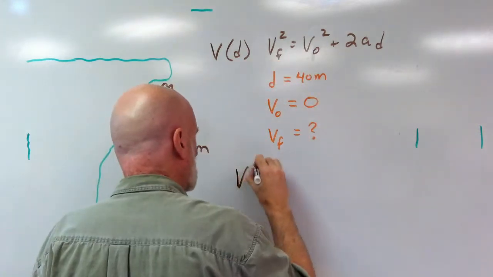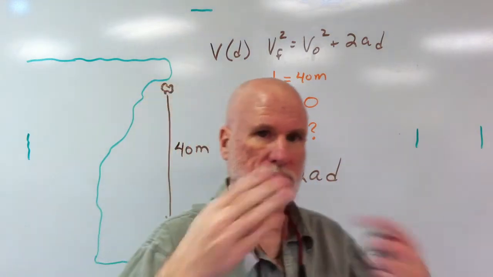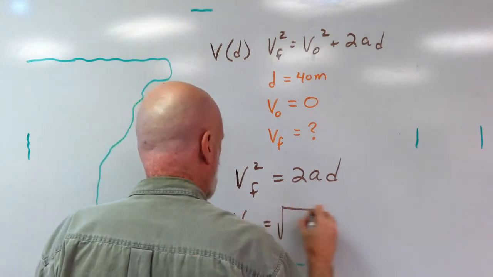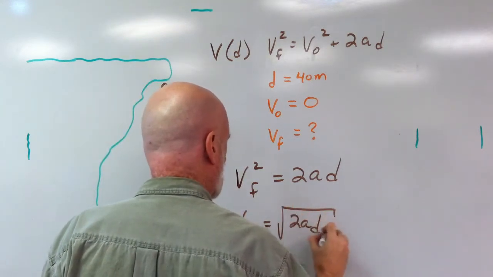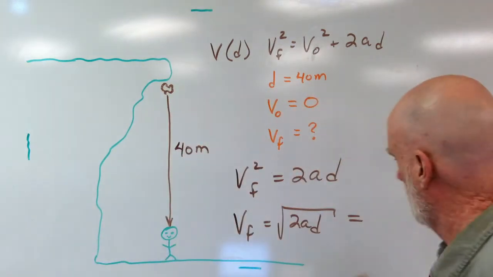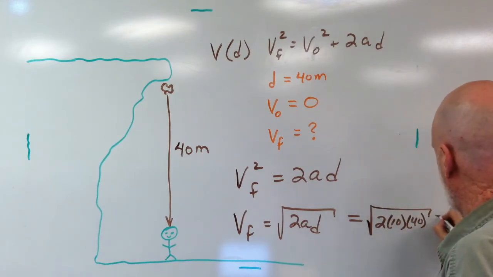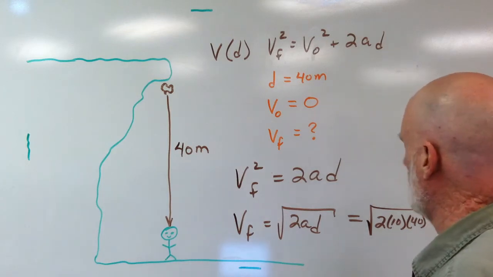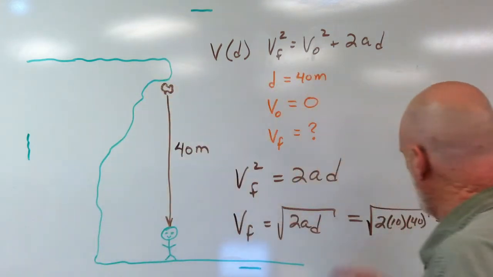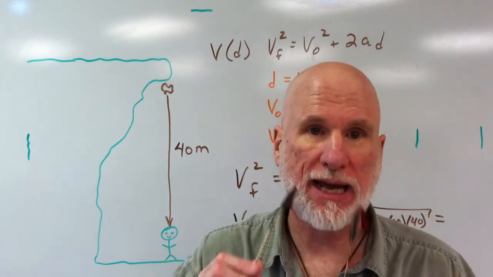So, V final squared equals 2 times 10 times 40. Take the square root of both sides. All right, so root 800.